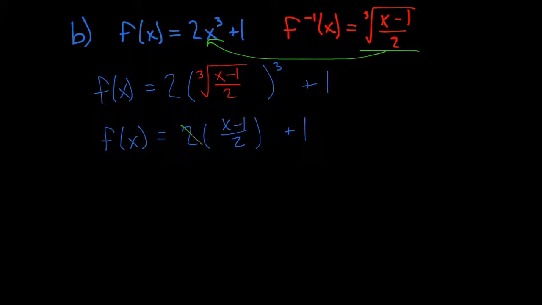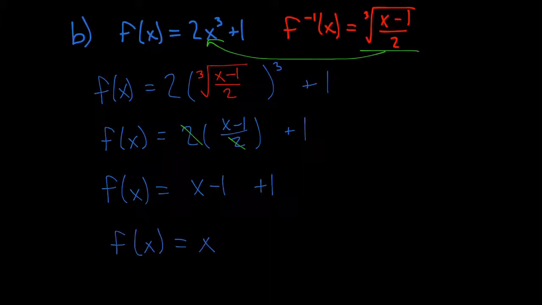And same as last time, we have times 2 divided by 2, so those cancel. So x minus 1 plus 1, minus 1 plus 1 is 0. So f of x equals x, right? If we plug in some x and we compose and do both functions, we end up again with x. If we follow directions from point A to point B and then follow the directions back from point B to point A, we should end up at point A. We should end up with what we started with. So that would verify that those two functions are inverses.